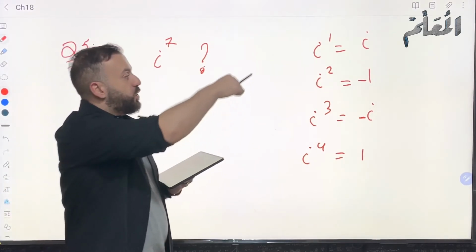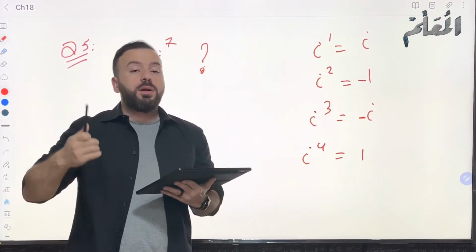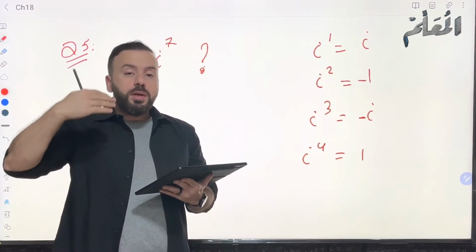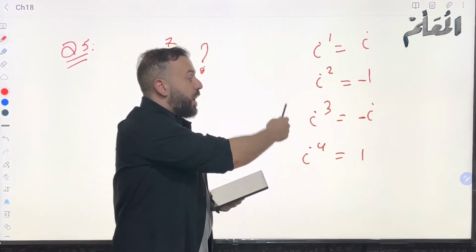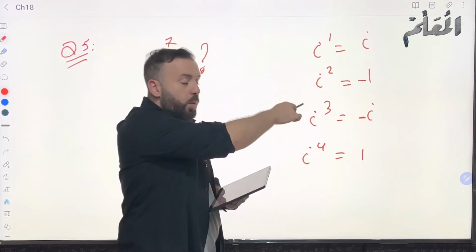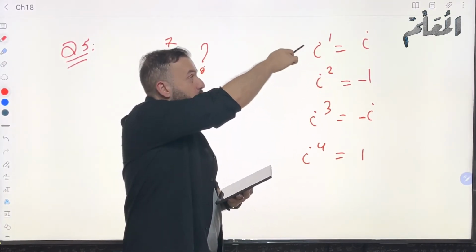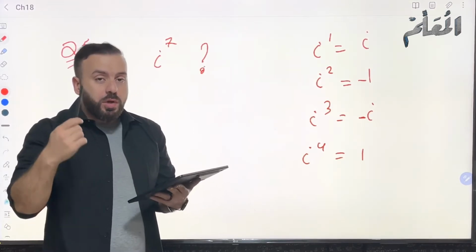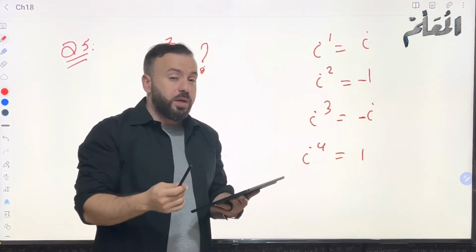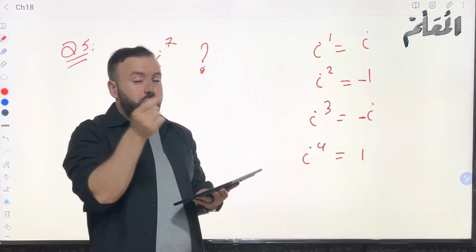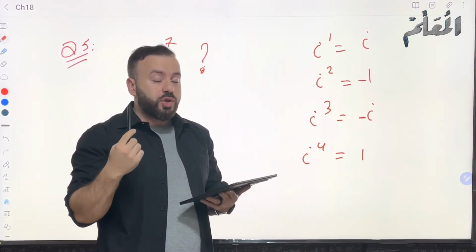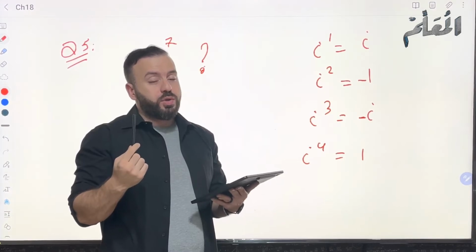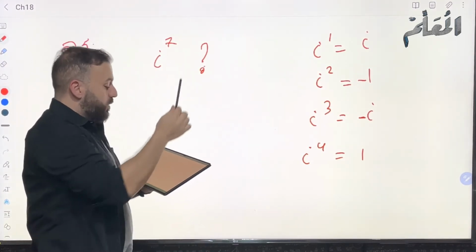So I need to remember the pattern: it repeats itself every 4. So i to the power 8 is equal to i to the power 4, i to the power 7 equals i to the power 3, i to the power 6 equals i squared, and i to the power 5 is equal to i to the power 1. Remember chapter 1, the question where we divided and looked at the remainder, numbers and operations. Check this here.